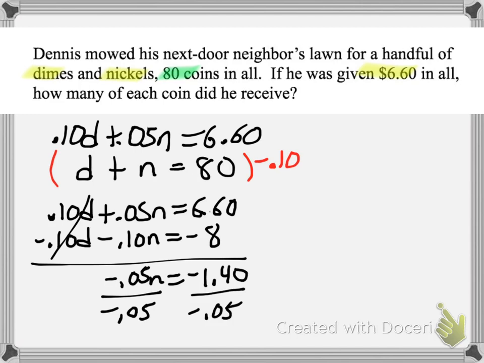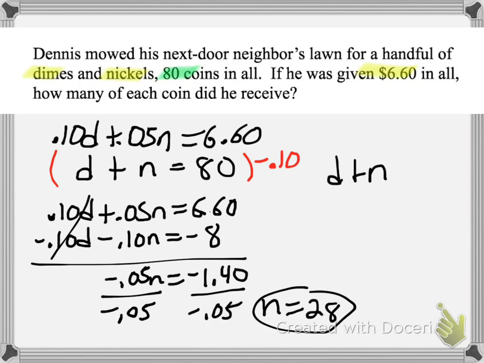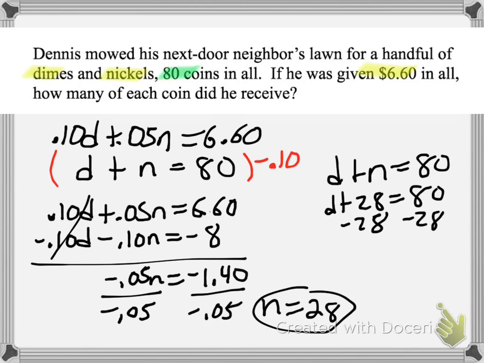I'm just going to have to divide by negative 0.05, and that gives me 28 nickels. Again, I would definitely use that second equation: D plus N equals 80. I know that my nickels are 28, so I just have to plug in 28 for N. Minus 28 to both sides, and it should be 52.